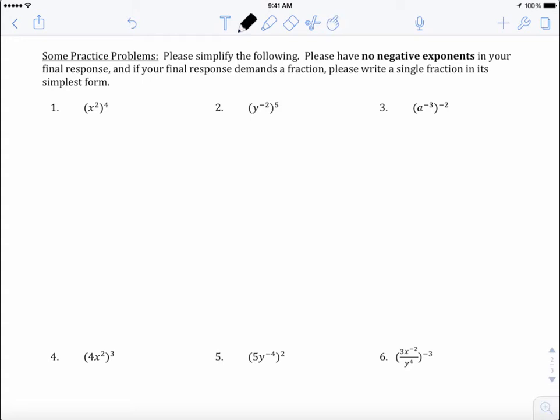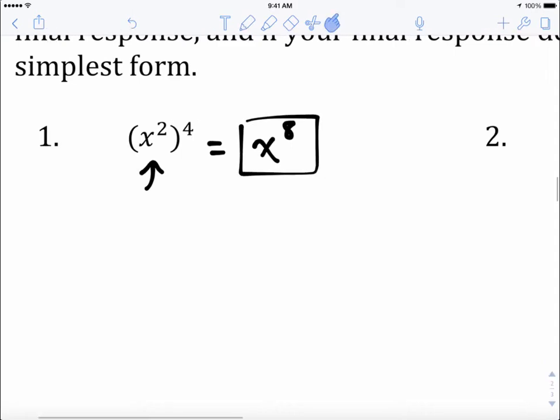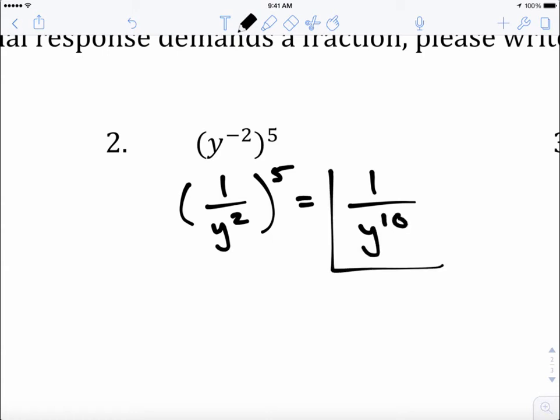All right, so our first one, all we're doing is taking x squared and multiplying it by itself 4 times. We're going to end up with x to the 8th power. Awesome. In example number 2, we're going to rewrite what's inside the parentheses as 1 over y squared, all of that raised to the 5th power. We're going to end up with 1 over y to the 10th.